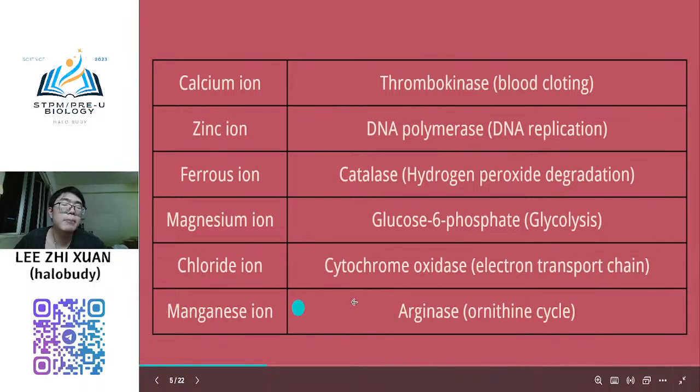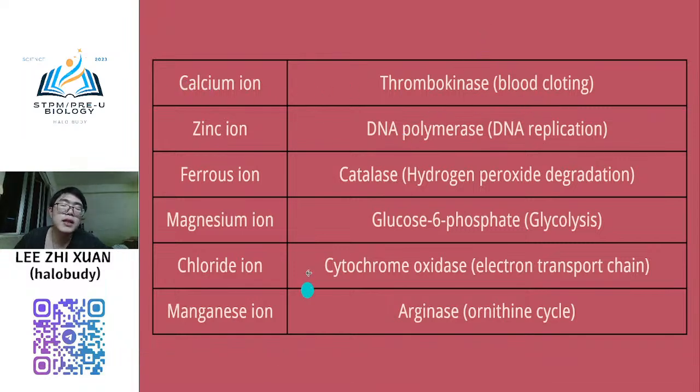And another one, manganese ion, plays a role in arginase. This one is in the role of the ornithine cycle. So for your Sem 1, maybe you can memorize calcium ion, which you already learned. Maybe magnesium ion, chloride ion, you can also learn it. And if you have other examples, you can memorize them. There are many examples actually. This is just some common examples in our biological reactions.